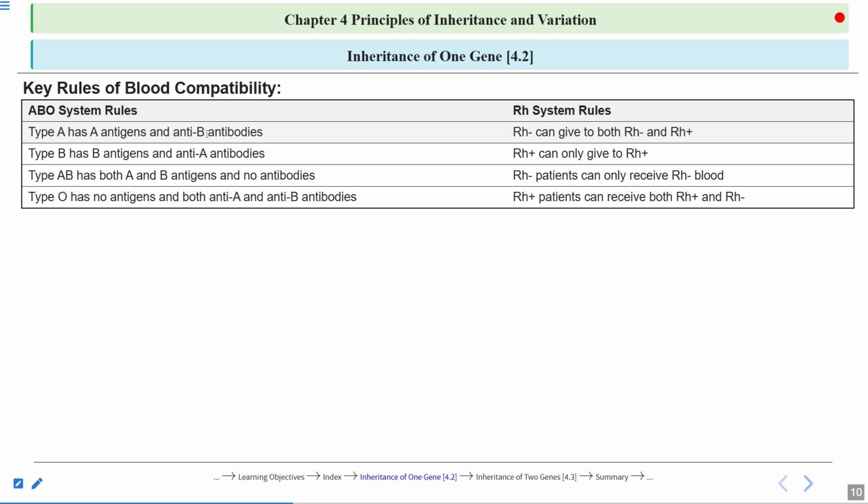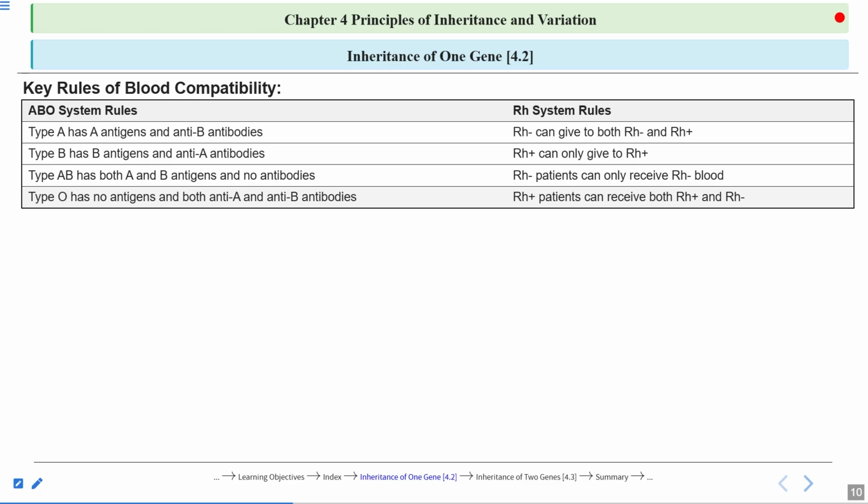Similarly, in the case of RH system rules, who can give blood to whom? RH negative can give blood to both RH negative and RH positive. RH positive can only give blood to RH positive. An RH negative patient can only receive RH negative blood, and an RH positive patient can receive both RH positive and RH negative. So these are the rules that should be followed during blood transfusion.